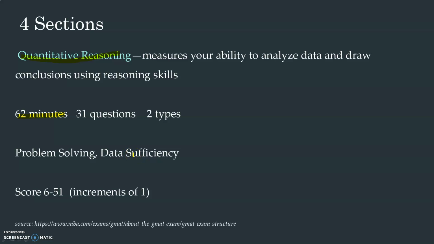Now problem solving is a regular multiple choice question with 5 options. Data sufficiency is slightly different, which is unique to GMAT. We'll look at what data sufficiency is in subsequent videos. Right? So you get a score for the quant section, which is on a scale of 6 to 51 with increments of 1. So maximum you can score 51. Alright? This is called the scaled score for the quant section.